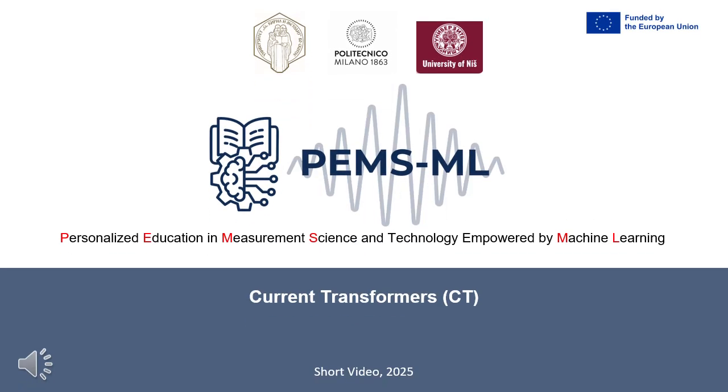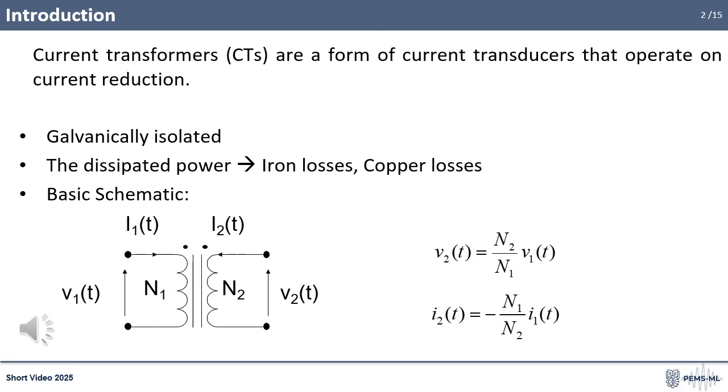This video explores the topic of current transformers within the framework of the European project, titled Personalized Education in Measurement Science and Technology Empowered by Machine Learning. Current transformers, also referred to as CTs, are a type of current transducer that operate based on current reduction.